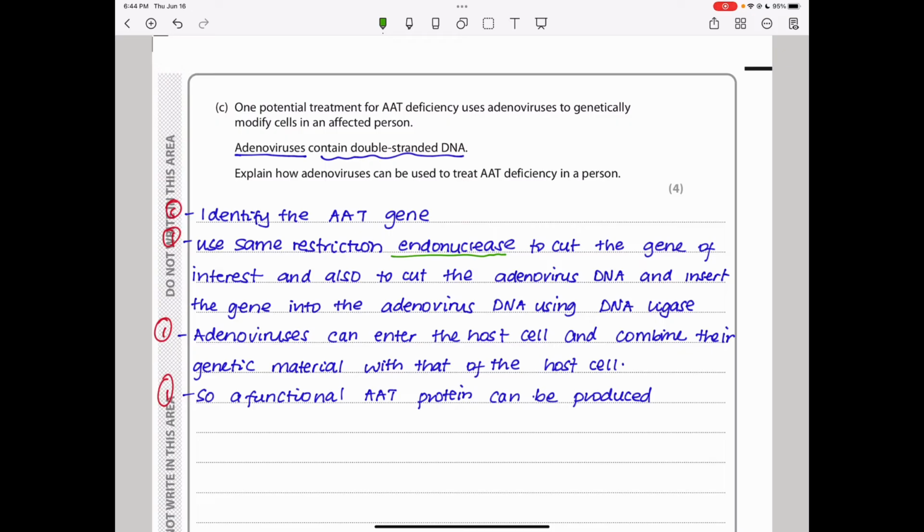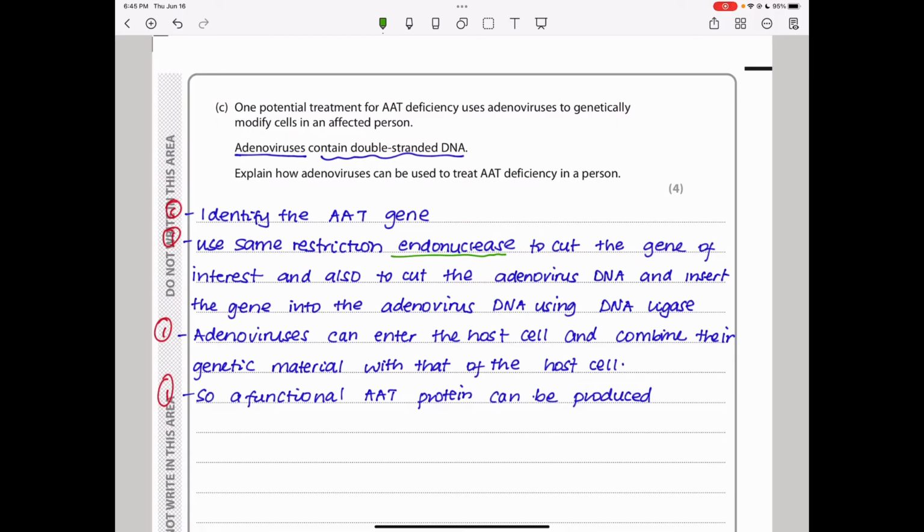So we will use the same restriction endonucleases to cut the gene of interest out, as well as to cut the adenovirus DNA, and insert this into the adenovirus using DNA ligase. So basically, we will cut out the specific gene of interest, and then we will introduce it into the adenovirus. So the gene is introduced in the adenovirus using the DNA ligase. DNA ligase is used kind of like genetic glue. It seals the places where two sections of DNA are being combined.